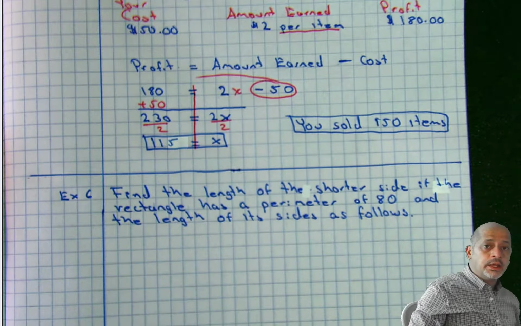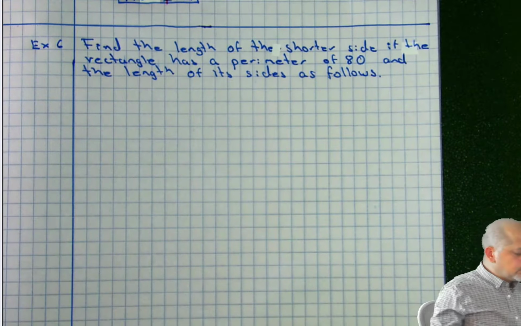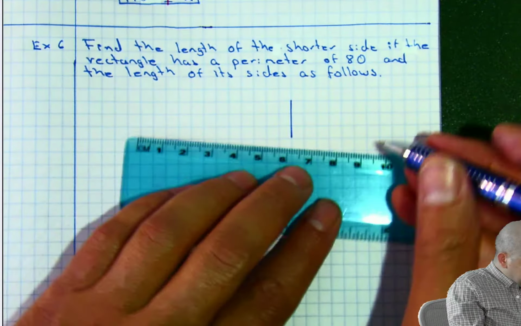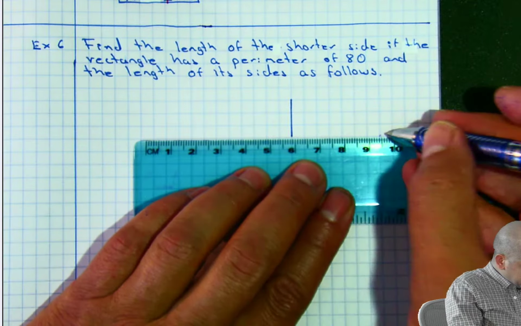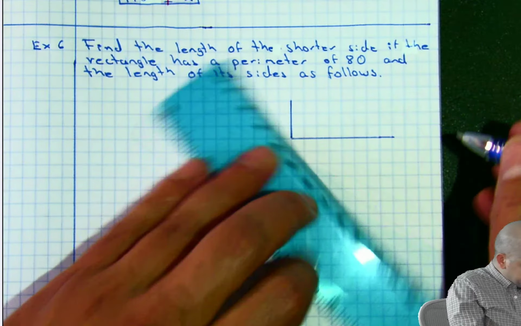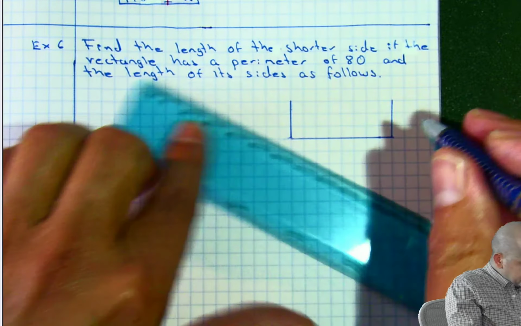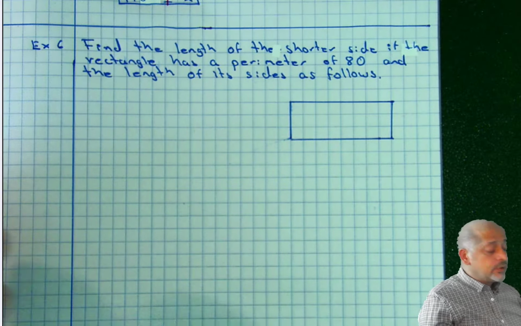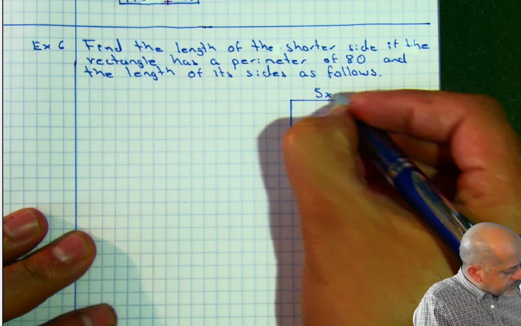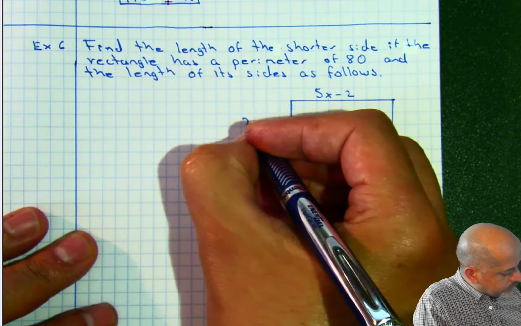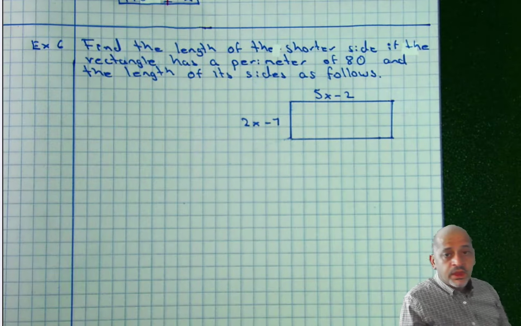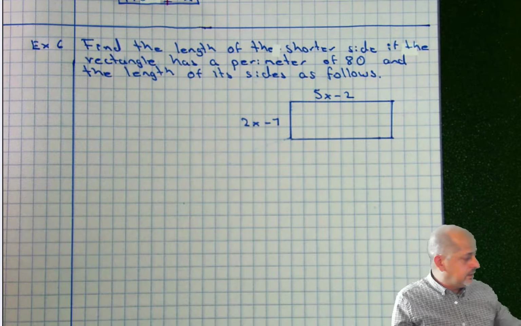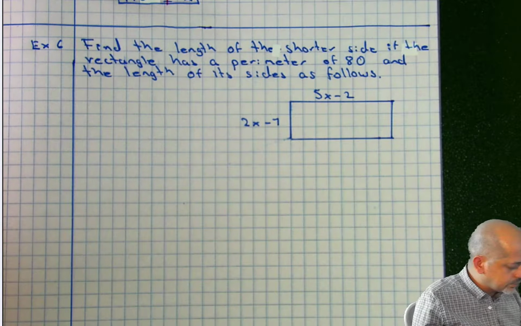And we're going to draw a rectangle in here. So you see your ruler, we're just going to draw a 3 down and about 6, 7, let's make it a little longer, 8 squares up. Doesn't have to be exact, but I do need to see straight lines. And they are going to give you the 5x minus 2 and the 2x minus 7. And they tell you it has a perimeter of 80. So let's go and highlight the key information.